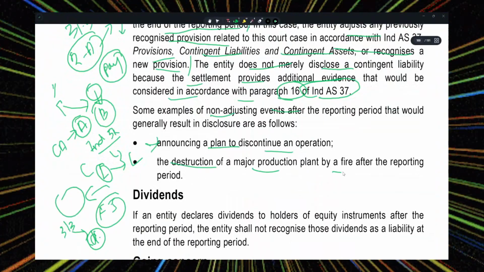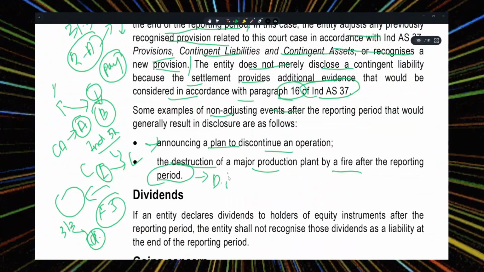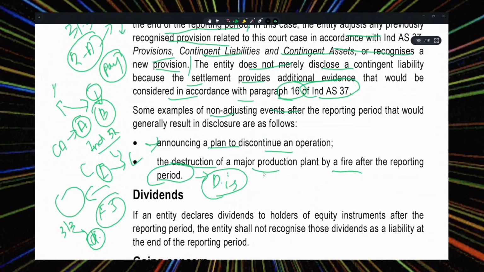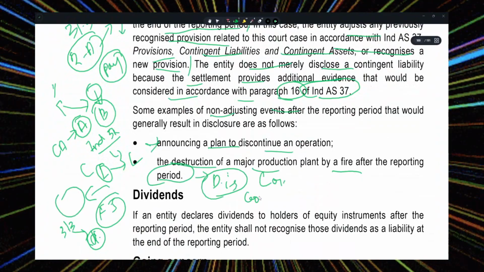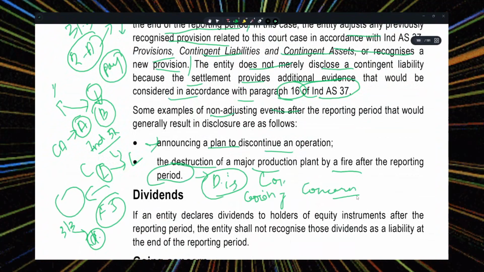Destruction of a major production plant by fire after the reporting period. This is to be disclosed because it is a material thing that is going to affect the going concern. If it affects the going concern, we need to report this kind of thing.